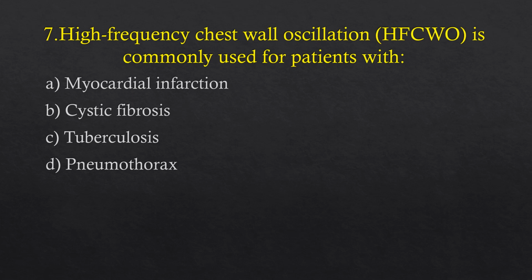7. High frequency chest wall oscillation, HFCWO, is commonly used for patients with A, myocardial infarction. B, cystic fibrosis. C, tuberculosis. D, pneumothorax. Here the answer is cystic fibrosis.